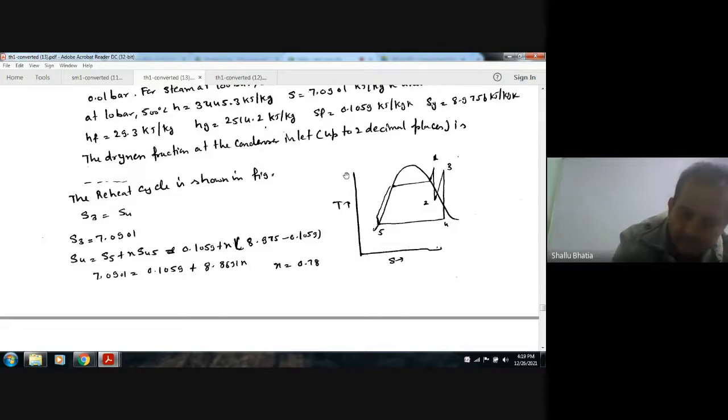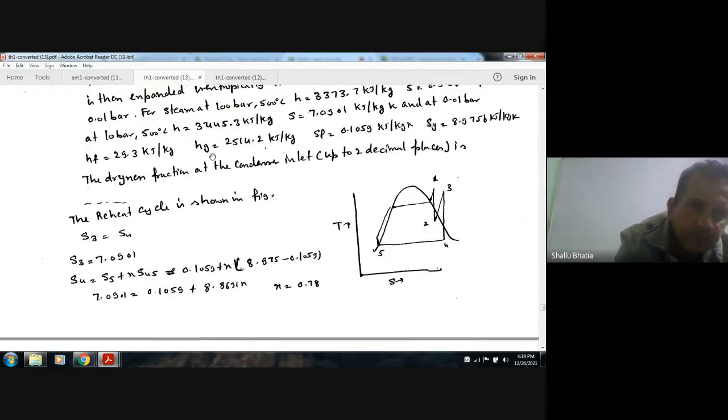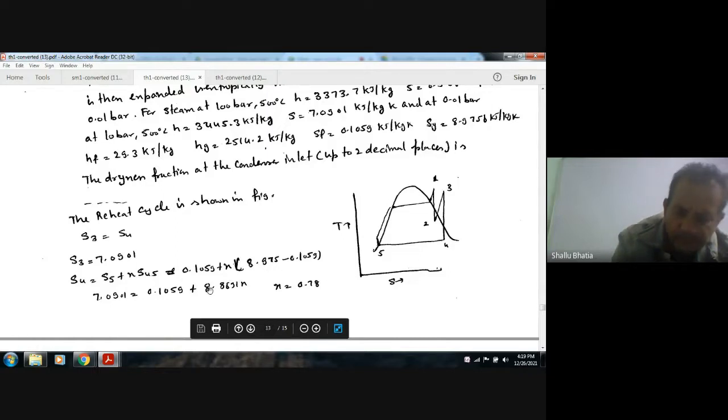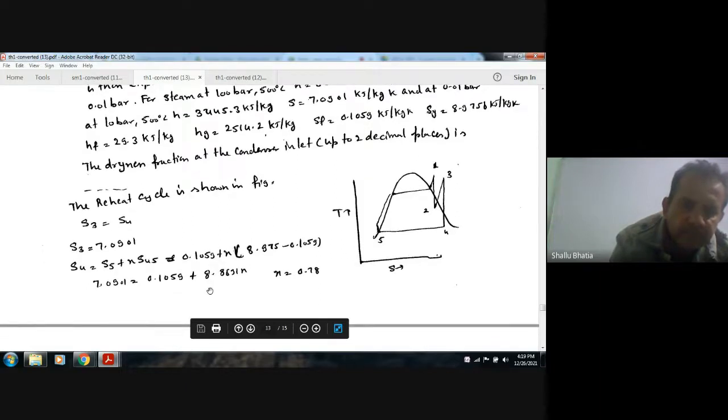Now S3, according to the 10 bar data, is 7.0901. And S4 will be Sf plus X (Sg minus Sf). So this is 0.1059 plus X (8.975 minus 0.1059). From this you can find out X, which is 0.78.